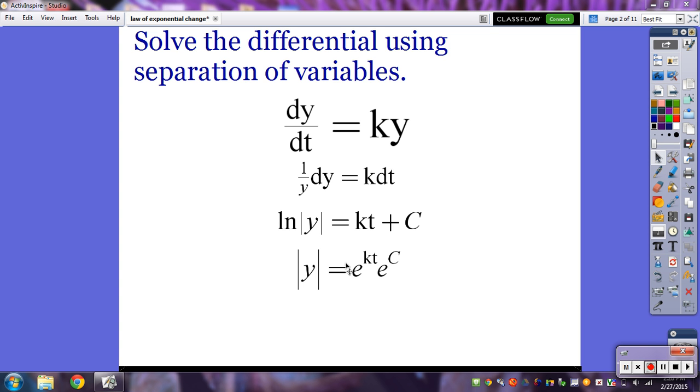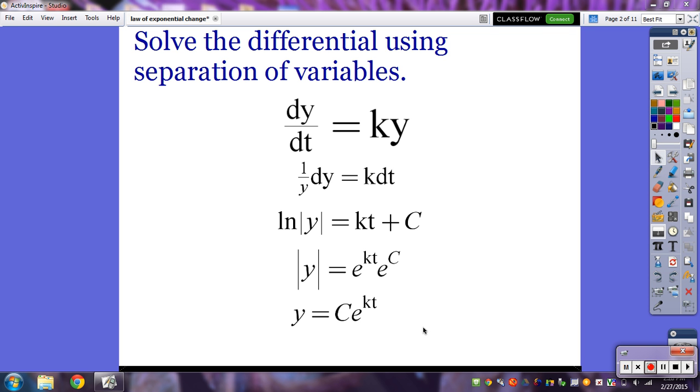On the left side with the absolute value bars, if you think about it, e is a positive number. So if I raise it to any exponent, my result would be positive, so I don't need the absolute value bar. Your resulting solution to the differential equation is y equals c times e to the kt.